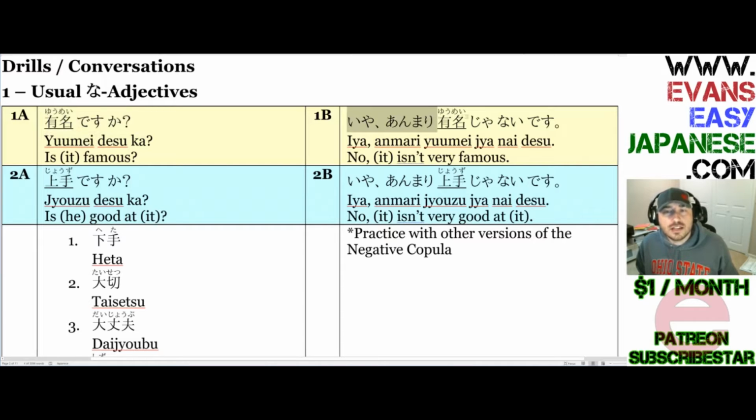Yeah, anmari yuumei janai desu. Anmari yuumei janai desu. I think Kayla kind of trailed off there. I heard anmari. Anmari yuumei janai desu. Exactly. So here we have the janai desu, it is not. And with negatives, we can choose to use anmari, especially before adjectives, to mean not so much. No, it isn't really that famous. It isn't very famous. Whatever it is we're talking about, it's not that famous.